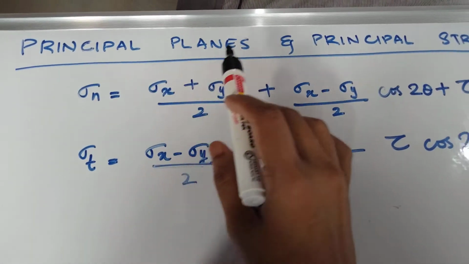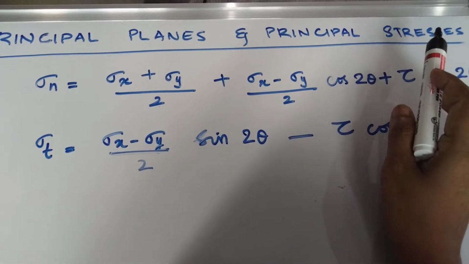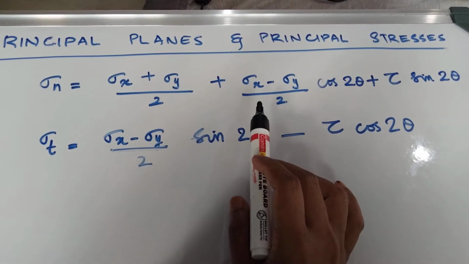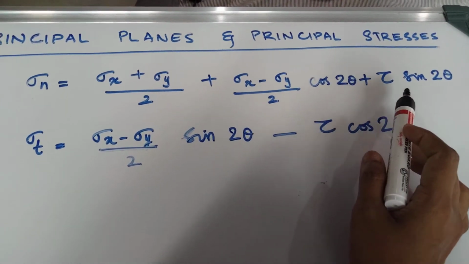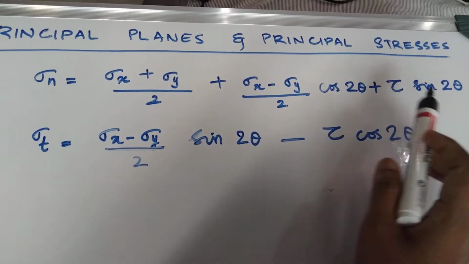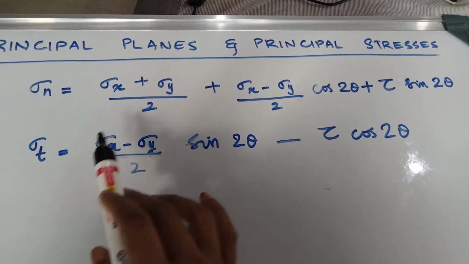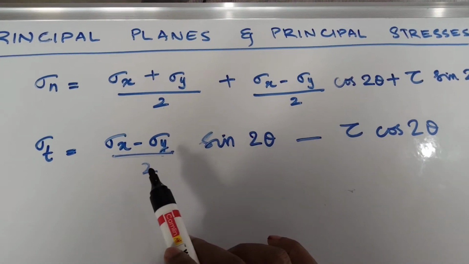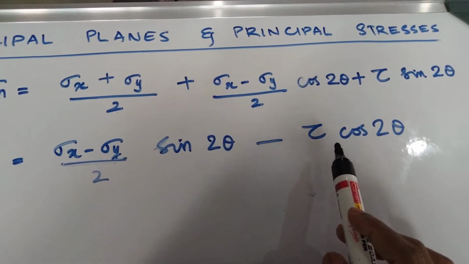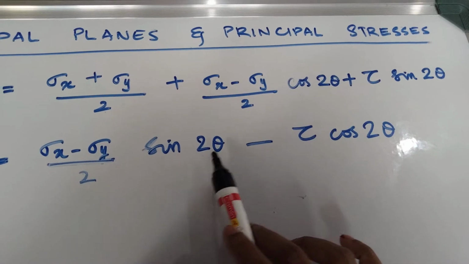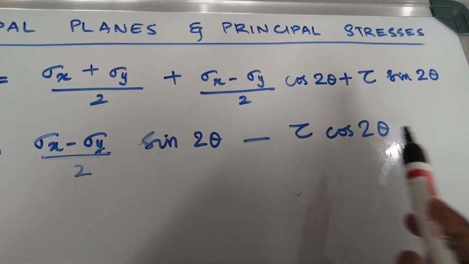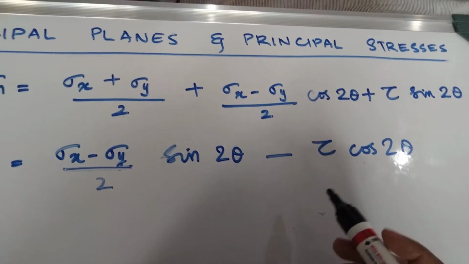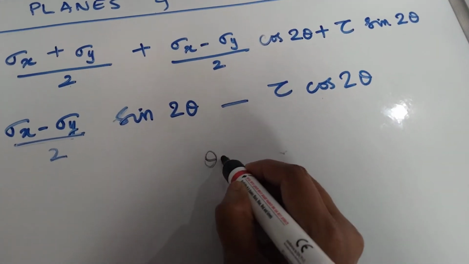Students, today we'll see principal planes and principal stresses. Whenever a rectangular bar is subjected to biaxial stress along with a state of simple shear, the equations for sigma n and sigma t are given by the above expressions. In the case of sigma t, it is an expression involving sin 2 theta and cos 2 theta. So that means there will be two planes inclined at angles theta 1 and theta 2.